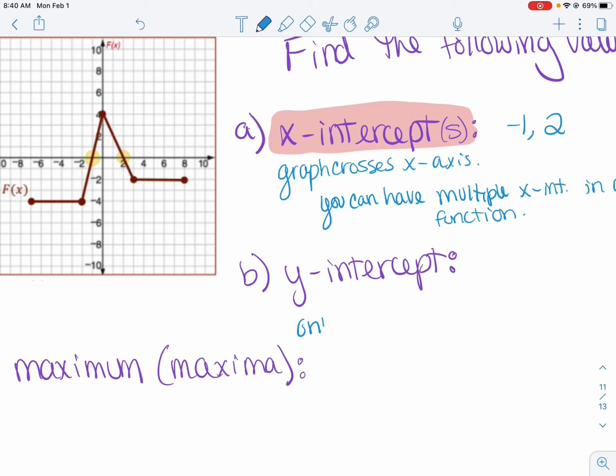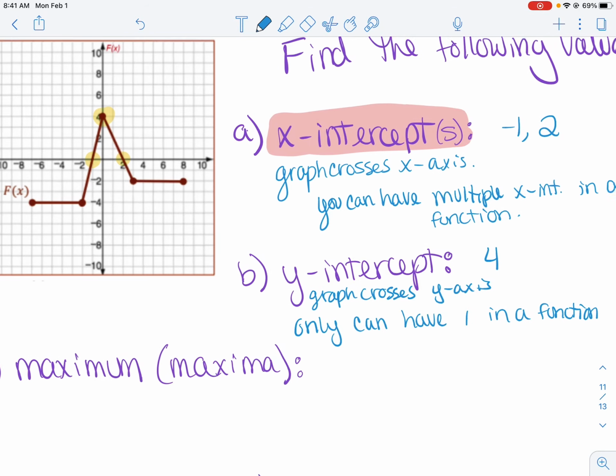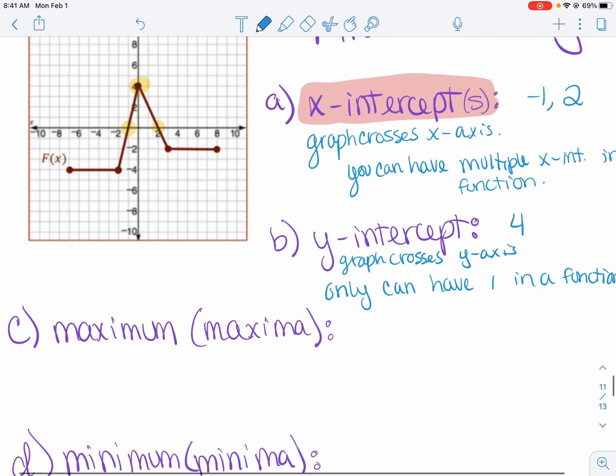The y-intercept, though, you can only have one in a function, and when you get to your group, ask the group who talked about determining functions from a graph why you can only have one y-intercept if it's going to be a function, okay? So for the y-intercept, we're looking where the graph crosses the y-axis, all right? And that would be here. So the y value there would be 4, all right? So x-intercepts are where the graph crosses the x-axis. The y-intercept is where the graph crosses the y-axis.